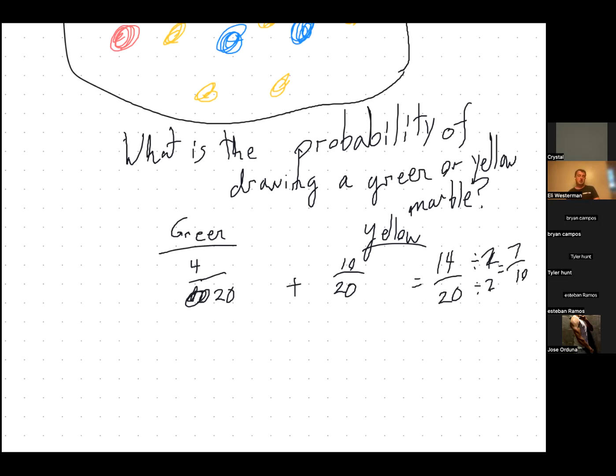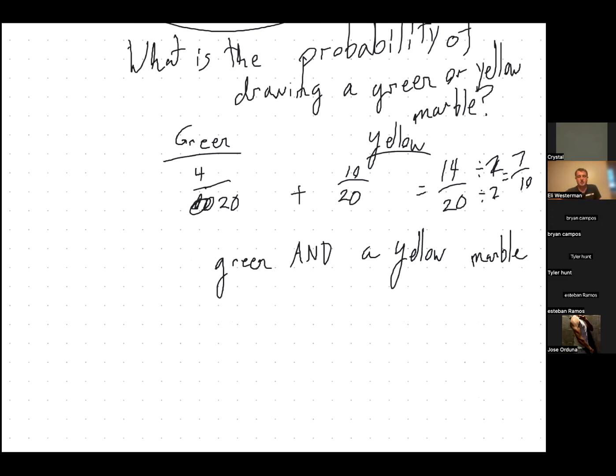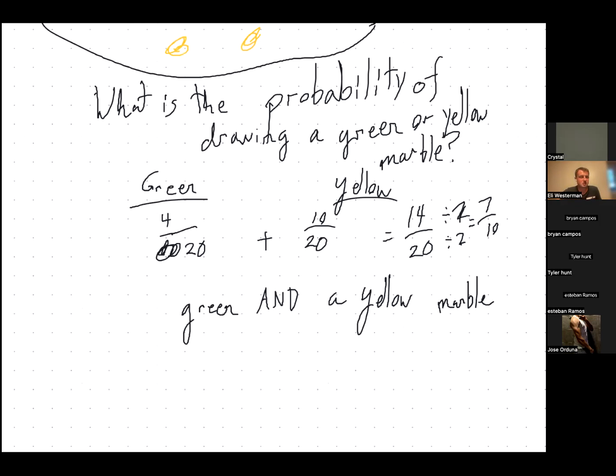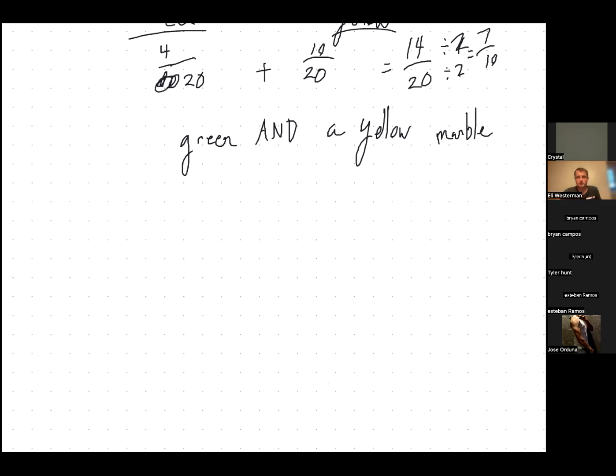Now, what is the probability of drawing a green and a yellow marble? Probability of drawing a green and a yellow. Now, why don't you all try this one? I believe that's the same thing. Sorry? I think you just rewrote the same question. No, I said green or yellow earlier. I just said green and a yellow marble now. Oh, okay. Gosh, my bad. No problem.